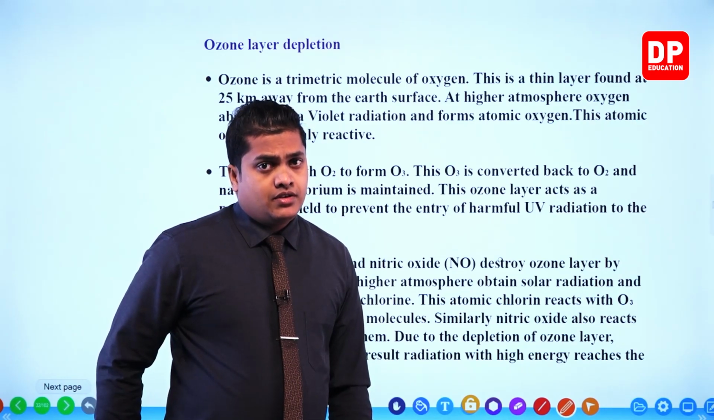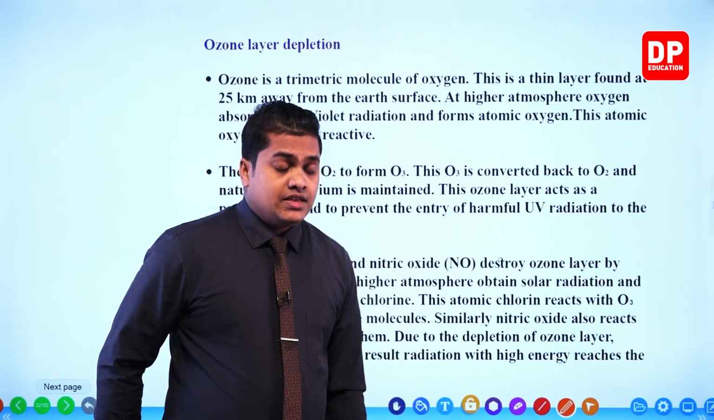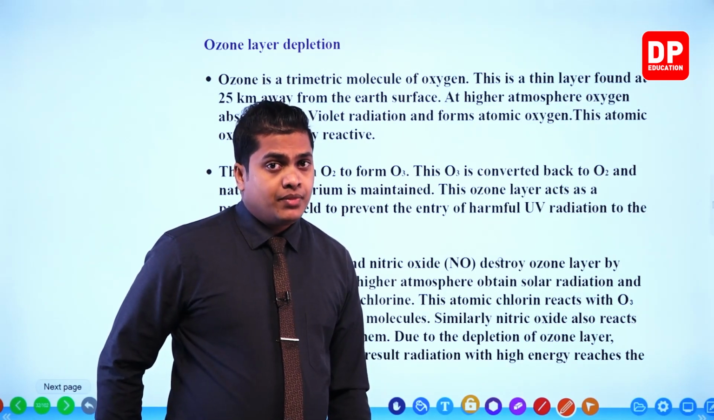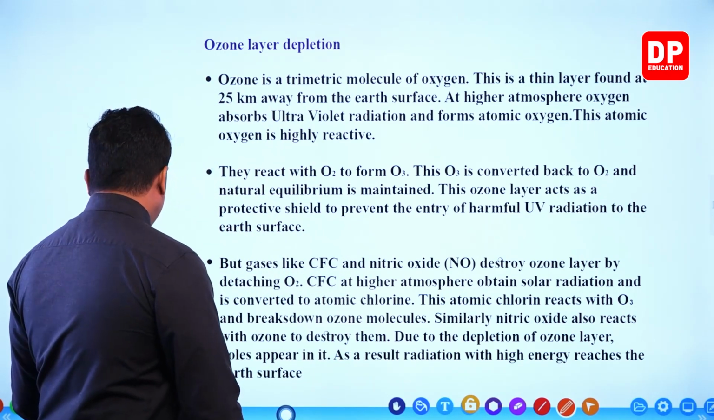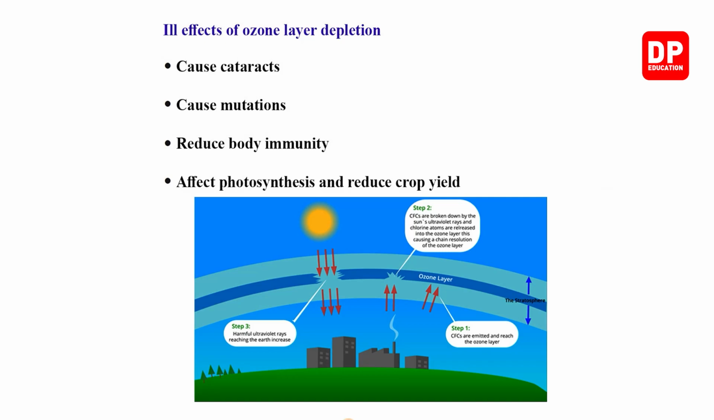Solar radiation will come and hit the earth's surface, and when these rays come in contact with people, different kinds of side effects are going to occur, right? Okay, then, so ill effects of ozone layer depletion. Cause cataract. So cataract means deforming of protein layers in our eye.